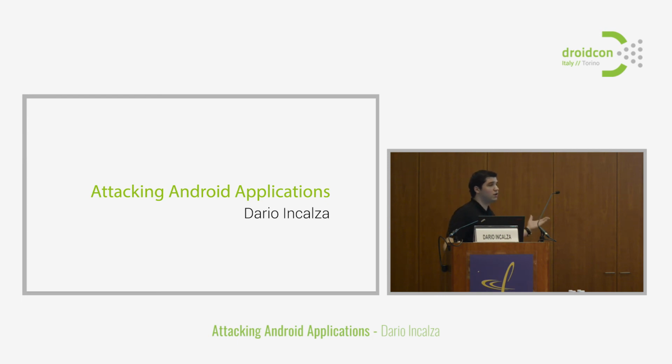Now you can also debug your app. So you can use Radare2, IDA Pro, GDB, or the Java Debug Bridge to basically debug and attach to the process of the running app that you want to attack.